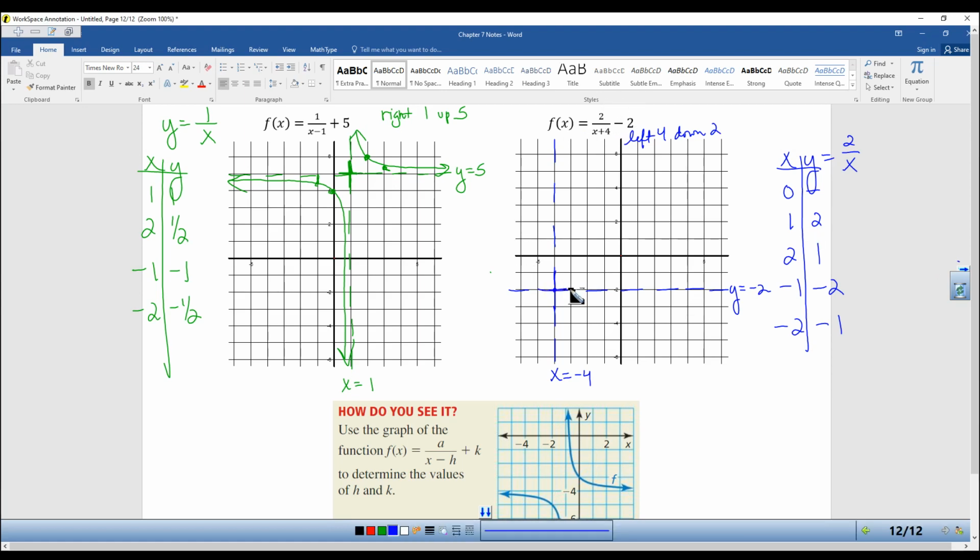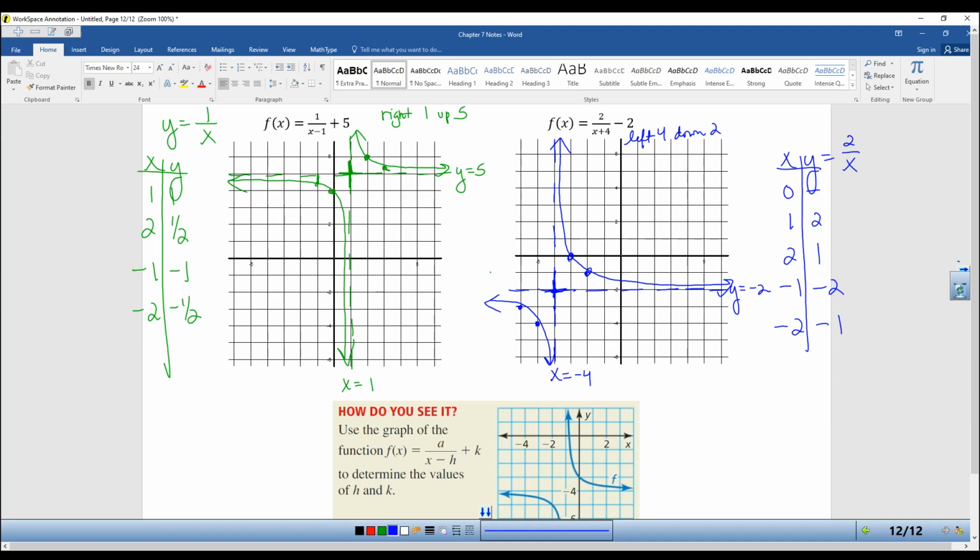So I go ahead and I plot from my new origin, 1, 2, and then 2, 1. And using my asymptotes and just those 2 points, I can make a really great graph. Negative 1, negative 2, and negative 2, negative 1. And it would look something like that.